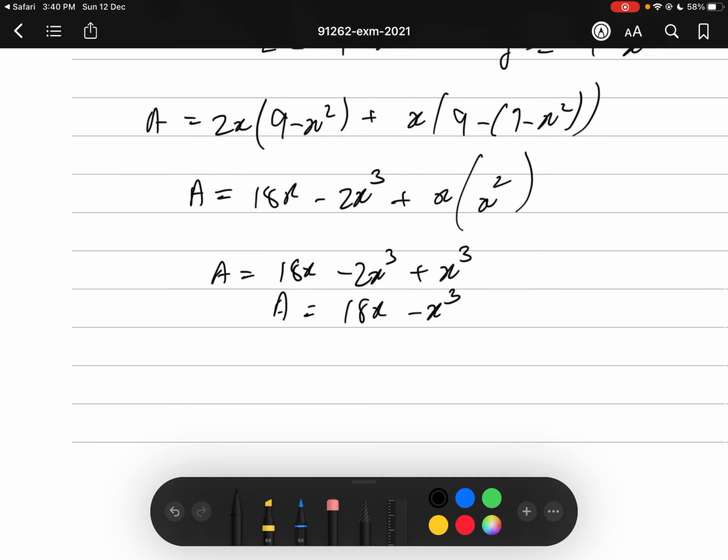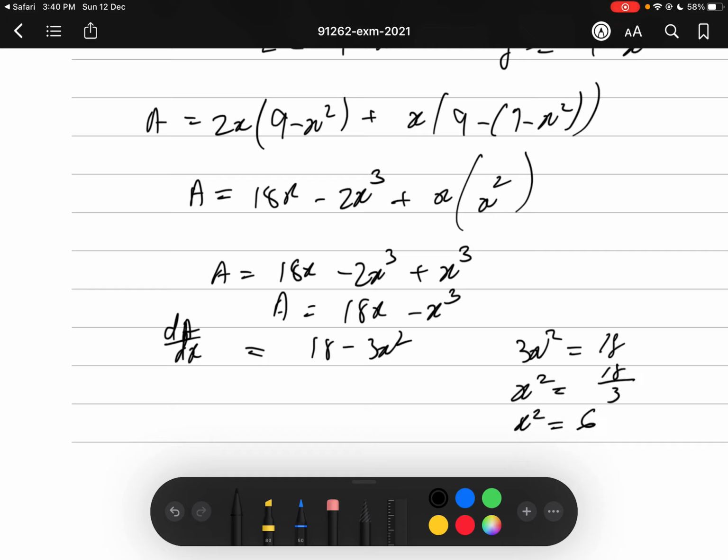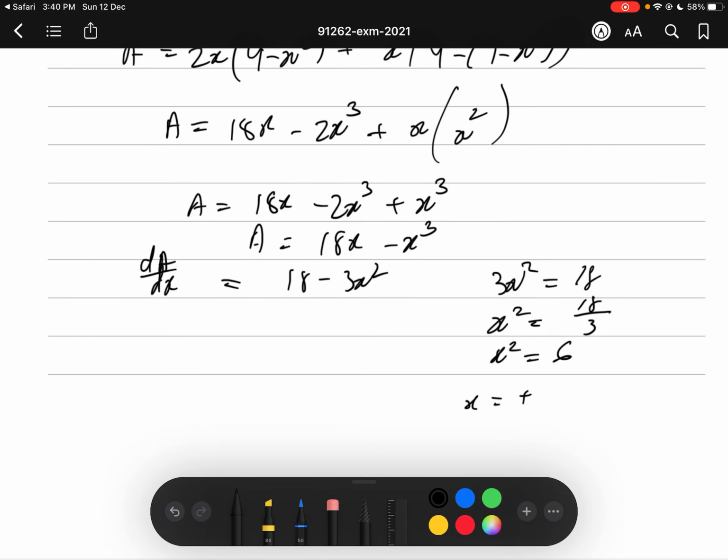So therefore, if we find the derivative and make it equal to 0, we'll find the maximum. So dA over dx is 18 minus 3x squared. So therefore, 3x squared equals 18. x squared equals 18 over 3. So x squared equals 6. And thereby x equals plus or minus root 6.